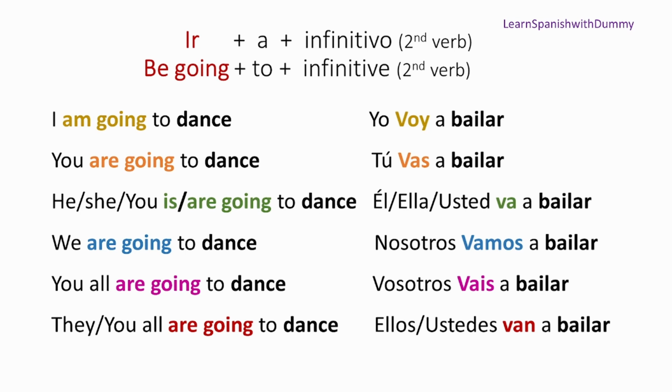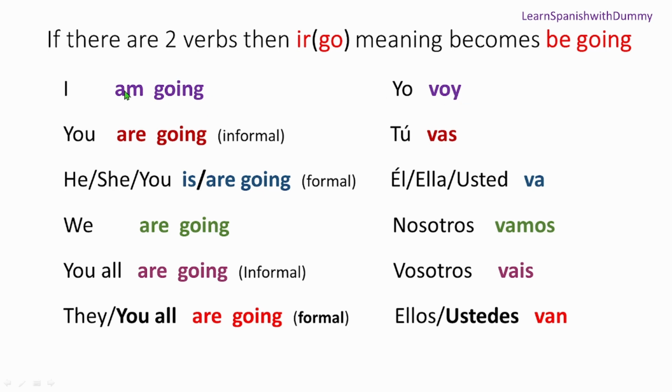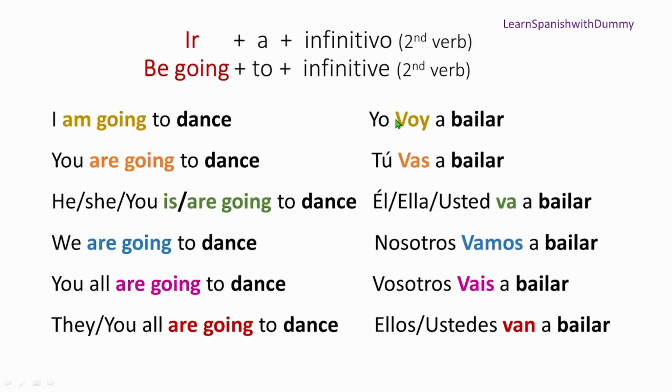Here we have put a common verb, dance, for all of them. When you say I'm going to dance, you just say yo voy a bailar. As we learned, I am going is voy. So yo voy, a means to, bailar is dance. And bailar is not conjugated because we don't conjugate the second verb. Here is the rule: after the ir verb comes a, which means to, and an infinitive, that's the second verb without conjugation.